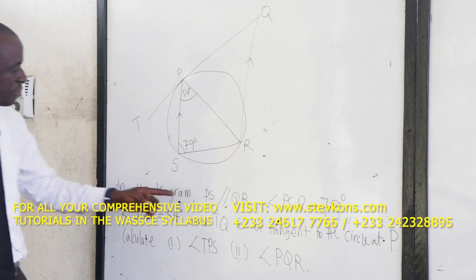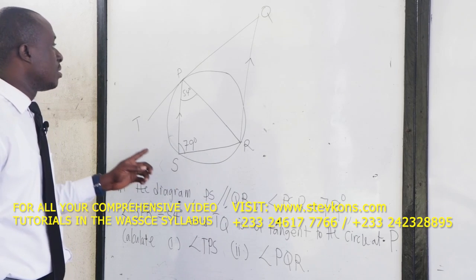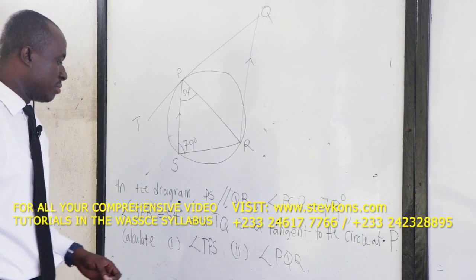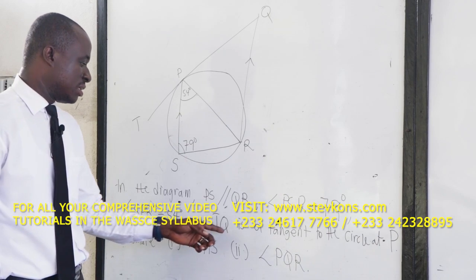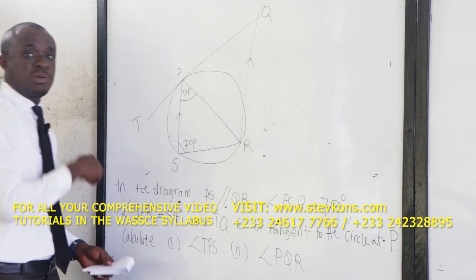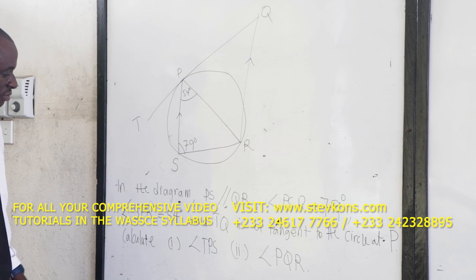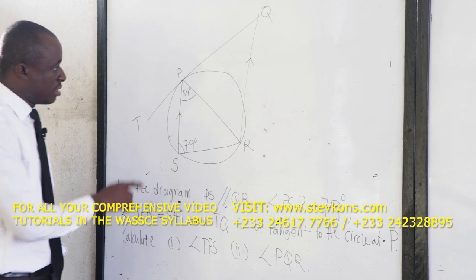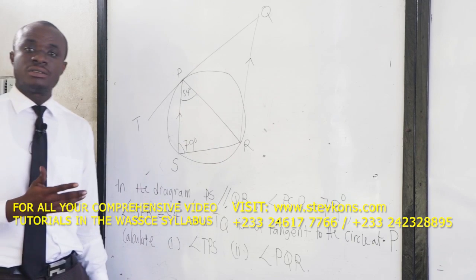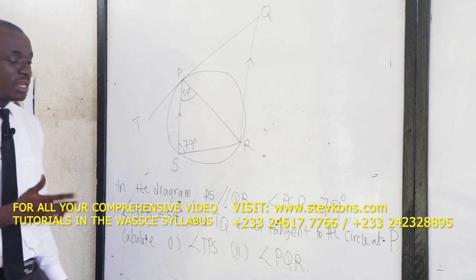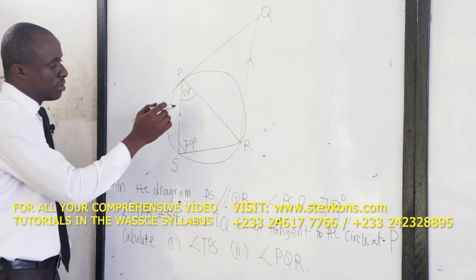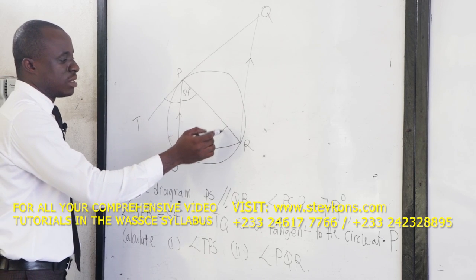Now, this is a past question. We have been told that in the diagram, PS is parallel to QR, and that TQ is a tangent to the circle at P, so it's a straight line. We have been told to calculate TPS. Now, tangent and chord: the angle the tangent and the chord make is equal to the angle the chord makes in the alternate segment.